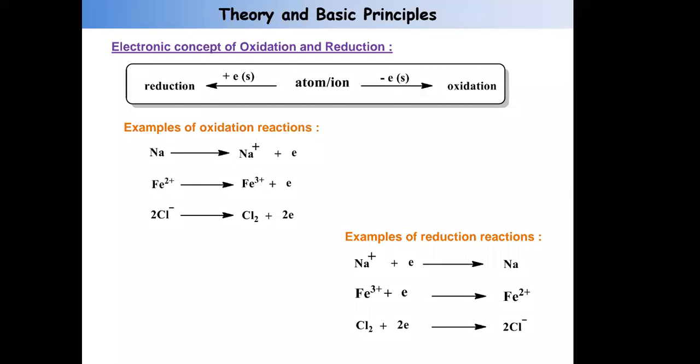Now here are some examples. You see the formation of sodium plus ion from sodium metal, the formation of ferric from ferrous, and the formation of chlorine gas from chloride. These are all examples of oxidation reaction. Whereas the reverse processes of these three are examples of reduction reaction, as you can see here in the slides.